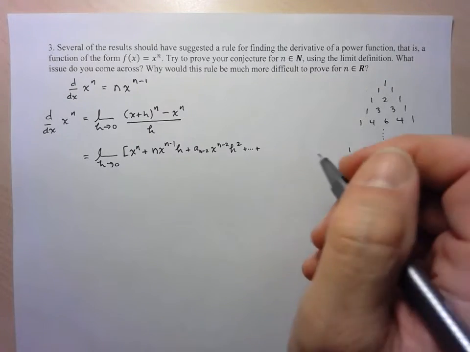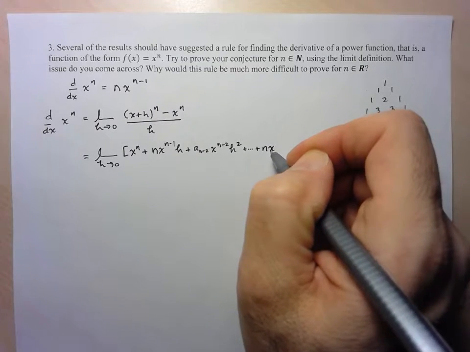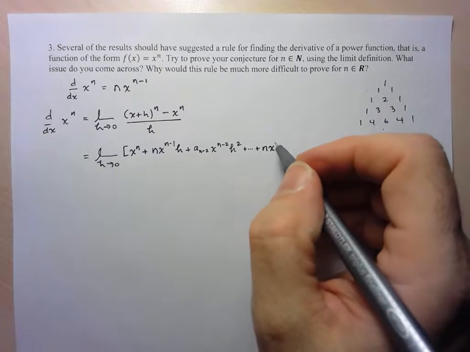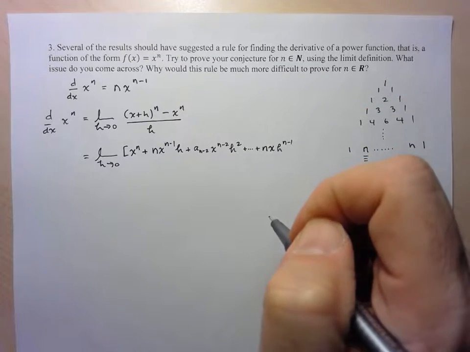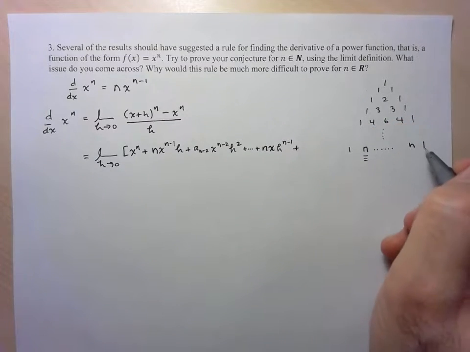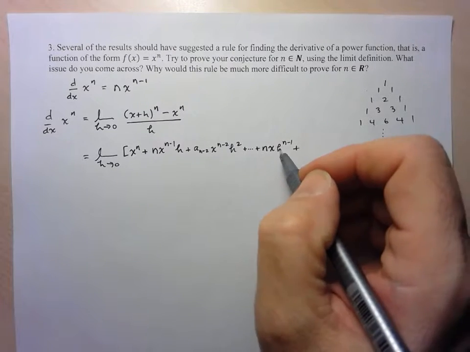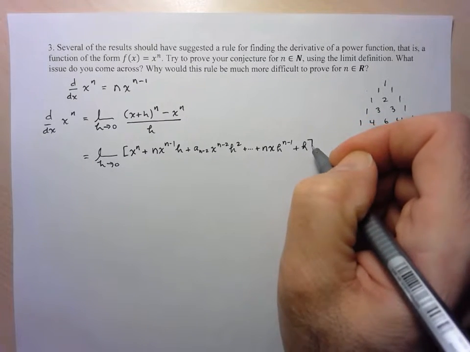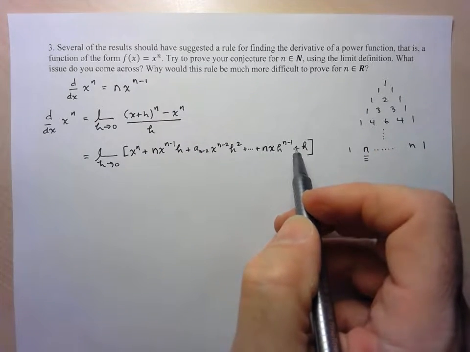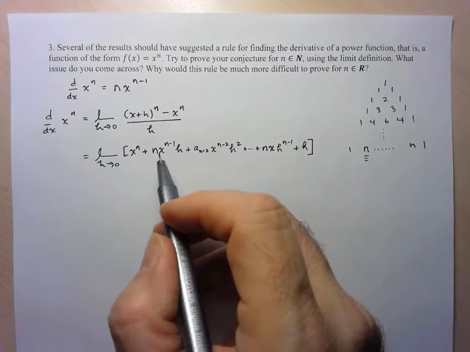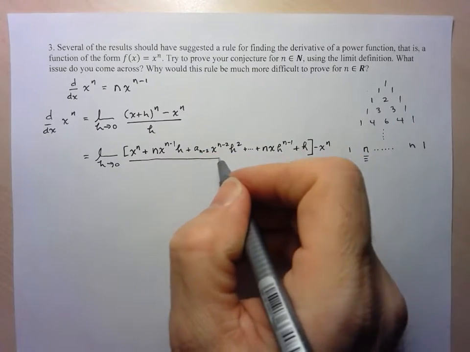So the second last term, I do know the coefficient's going to be n, times x to the 1, and then h to the n minus 1, and then lastly, we know the coefficient's going to be equal to 1, and x is going to be to the power of 0, so x to the 0 is just 1, and h is going to be to the power of n, okay? So this is what the expansion of x plus h to the n would look like, okay? It's got lots of terms. We haven't written all the terms, but this is going to be the format. And then, of course, we have the original minus x to the n, and all of this over h.